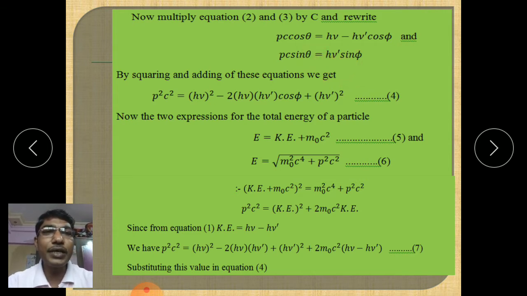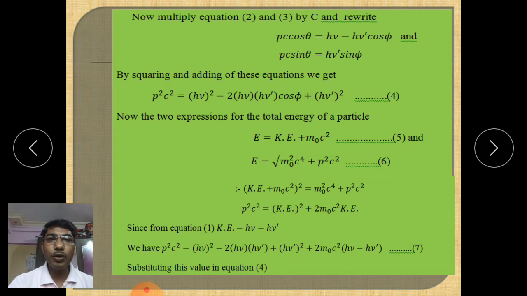Here, on the left-hand side, we have pc cos theta and pc sin theta. It means you have to square and add both these equations. Here cos squared theta plus sin squared theta will be 1. Therefore, squaring and adding these equations, we get on the left-hand side p squared c squared, which is equal to (h nu) squared minus 2 h nu h nu dash cos phi plus (h nu dash) squared.